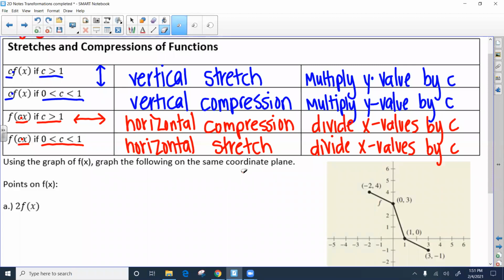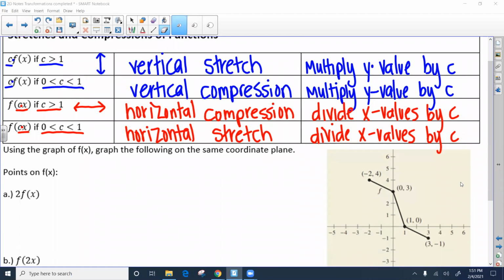Okay, so make sure you have all of those written down, or take a quick screenshot so you can get those written down. Now let's do some examples here.